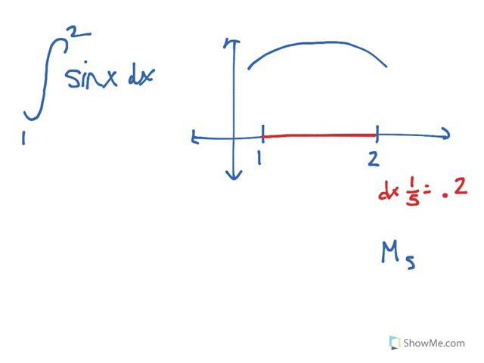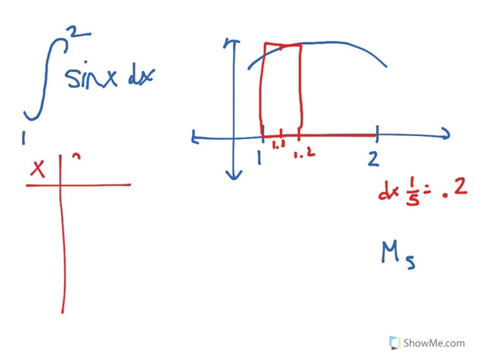Let's look at our first rectangle, which starts at 1 and ends at 1.2. But what value would determine its height? The midpoint of that region, which is 1.1. That's going to determine the height of that rectangle. So when I make my table of values x and f of x, I'm going to start at 1.1, and I'm going to go up 0.2 units each time, because each rectangle is still 0.2 units wide.